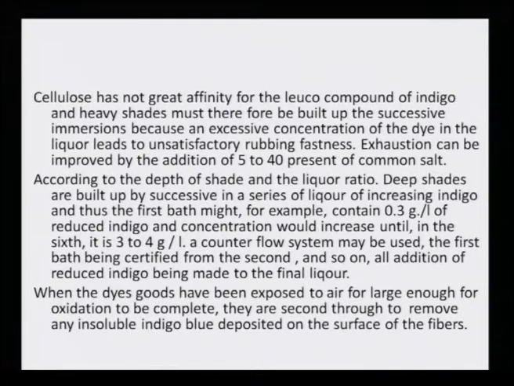According to the depth of the shade and the liquor ratio, deep shades are built up by successive immersion in a series of liquors of increasing indigo concentration, and thus the first bath might, for example, have 0.3 gram per liter of reduced indigo, and the concentration increases until in the sixth it is 3 to 4 grams. So, initially weaker solutions are used, and then finally the concentration of the indigo solution in the second and the third and the subsequent baths is enhanced. A counter flow system may be used, the first bath being replenished from the second and so on, and every addition of the reduced indigo can be increased subsequently.